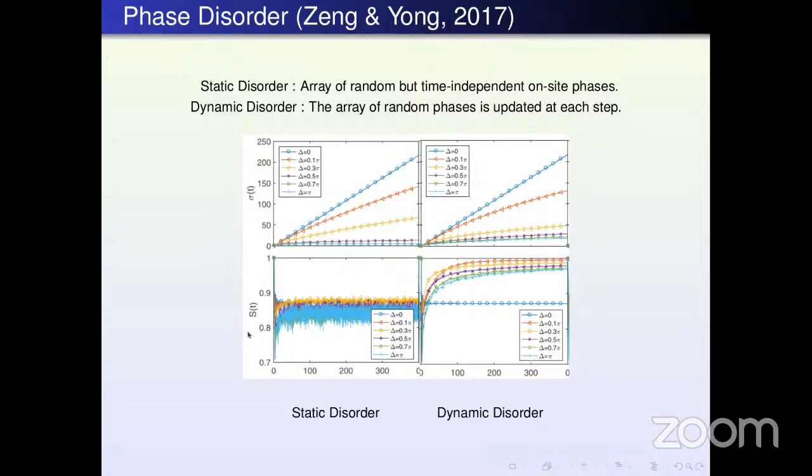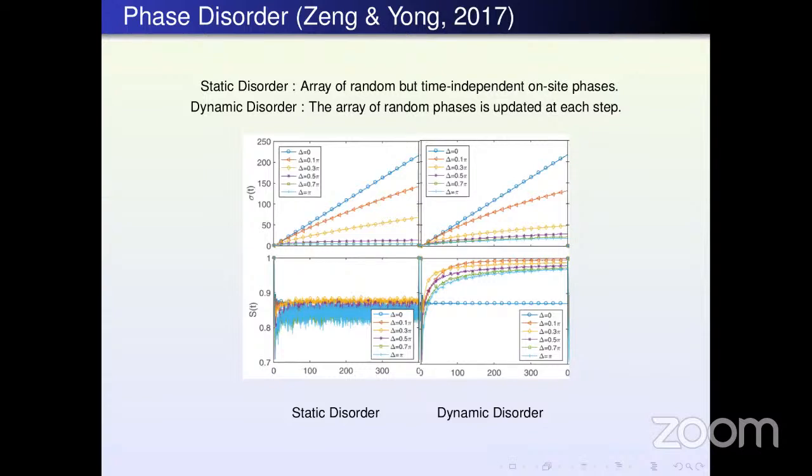And in case of entanglement, the two figures on the bottom show the variation of entanglement with time. In case of static disorder, the entanglement reaches a high value, but not the maximum possible value, which is 1. But in case of dynamic disorder, the walk generates maximal entanglement for certain non-zero values of delta. For smaller values of delta like 0.1, 0.3, there is maximal entanglement.